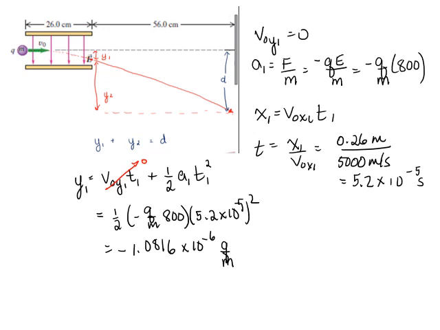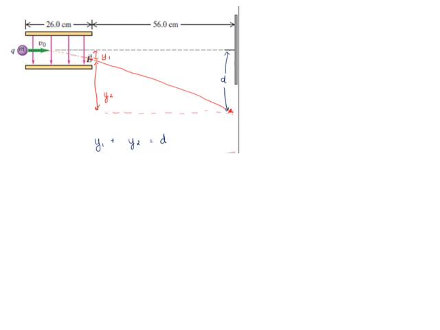That's what we're trying to find. Okay, we've got our y1. Next we'll get our y2, and then we'll put them together to find our q over m. Let's use a similar strategy now to find our y2.